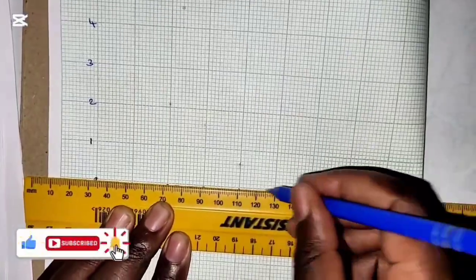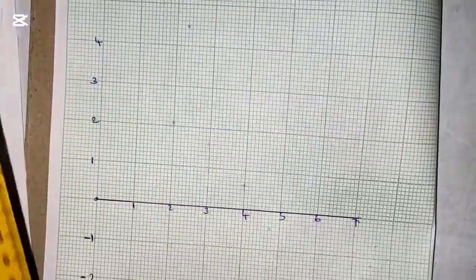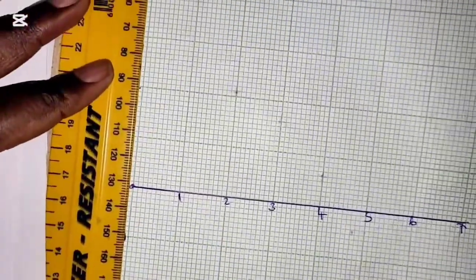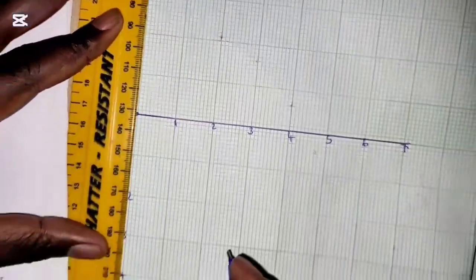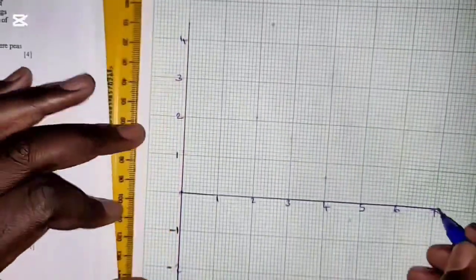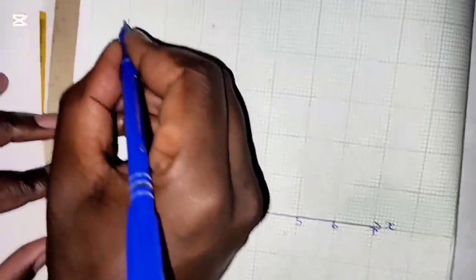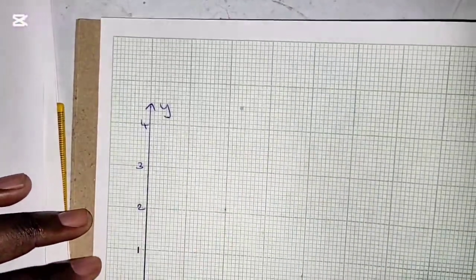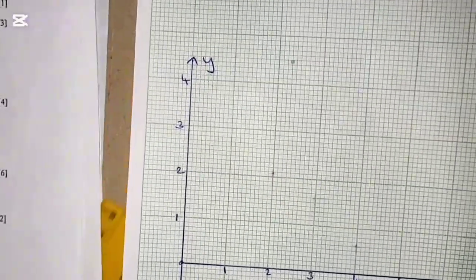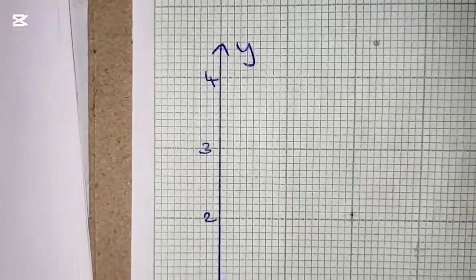Okay, you'll be able to interpret correctly the Cartesian plane and the scale. Okay, so that's my Cartesian plane. So this one is my x-axis and this one is my y-axis. Okay, so let's answer the question.